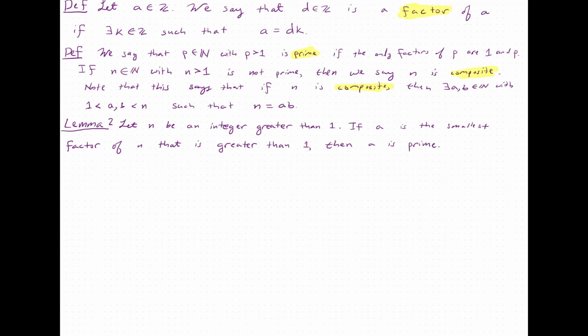Building on these two definitions, we are going to prove the following lemma, which will be our building block towards proving that there are infinitely many primes. The lemma states that if n is an integer greater than 1, and a is the smallest factor of n that is greater than 1, then a is prime. Now, here's the proof, and I'm going to skip the scratch work in this case and just go to the proof directly. Let's go ahead and write down our assumptions.